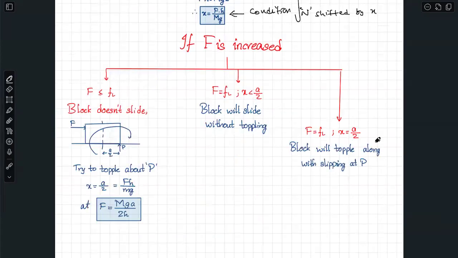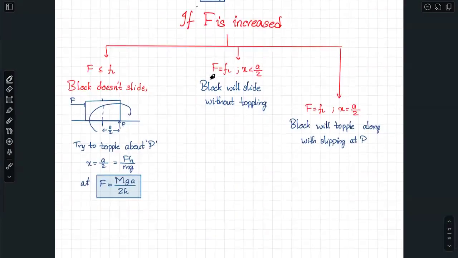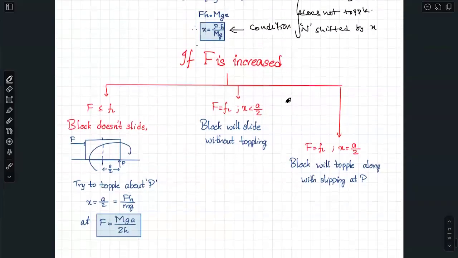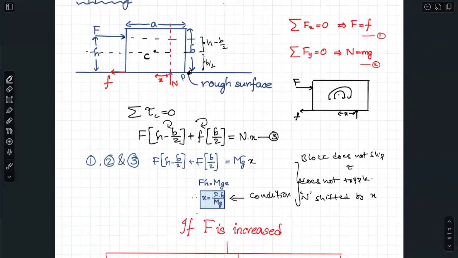Now if F is increased gradually, not all of a sudden. Suppose this F is 20 newtons, gradually 21, 22, 23, 24, likewise I'm increasing. Three things are possible. One, keeping F less than or equal to FL, block does not slip. But as you increase F, what happens? X also increases from this data. X cannot take any value, no. The limit for X is maximum A by 2.